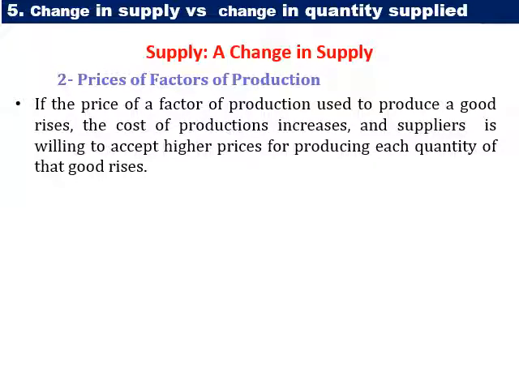On the other hand, if wages decrease, then the cost of production will decrease, and in this case, producers can produce more, and the supply curve will shift to the right. Based on that, we can say there is a negative relationship between the prices of factors of production and the supply of the commodity.